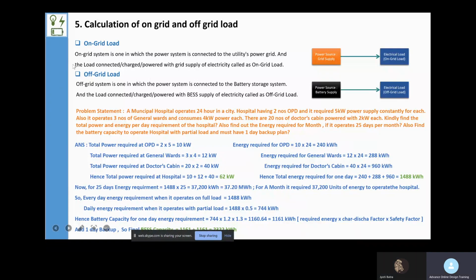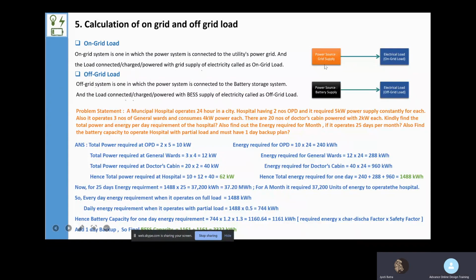If you look at the definitions as well, an on-grid system is one in which the power system is connected to the utility's power grid, and the load which is connected, charged or powered with the grid supply of electricity is called an on-grid load. And an off-grid system is one in which the power system, meaning your load type, whatever you power, is connected to your battery storage system. And the load which is powered with the battery energy storage supply of electricity is called an off-grid load.